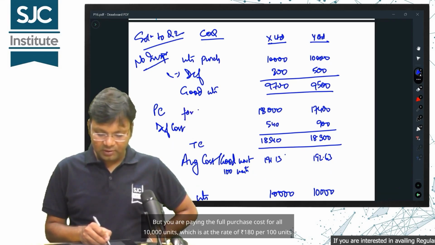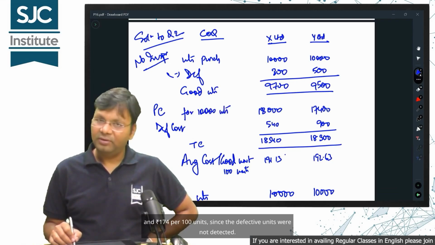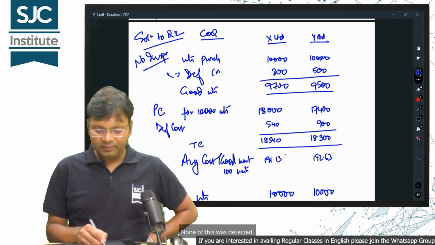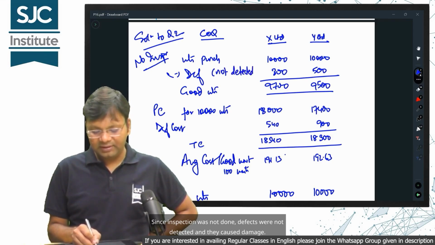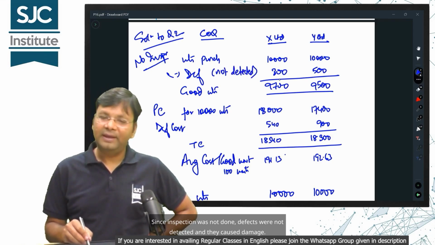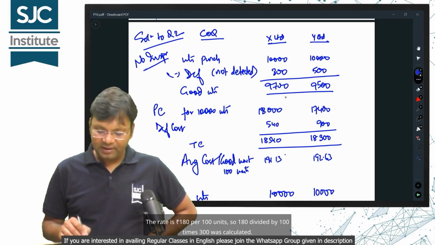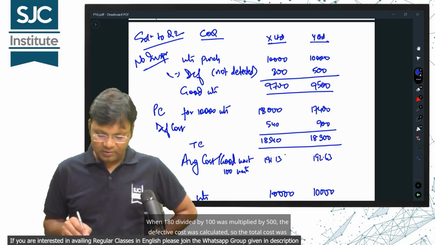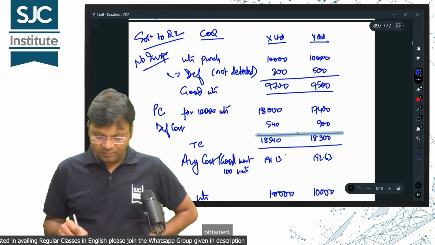But you are paying the full purchase cost for all 10,000 units, at the rate of 180 rupees per 100 units and 174 rupees per 100 units, since the defective units were not detected. None of this was detected. Since inspection was not done, defects were not detected and they caused damage. The rate is 100 per unit, so 100 was multiplied by 300 and by 500, and the defective cost was calculated, so the total cost was obtained.